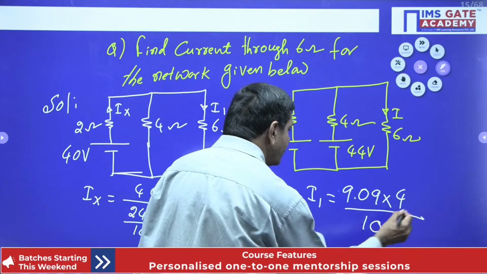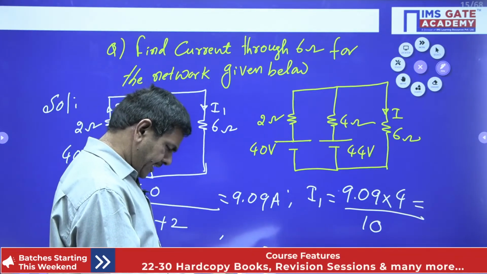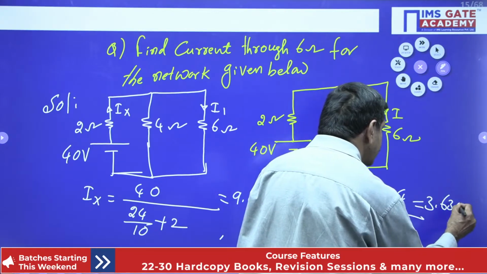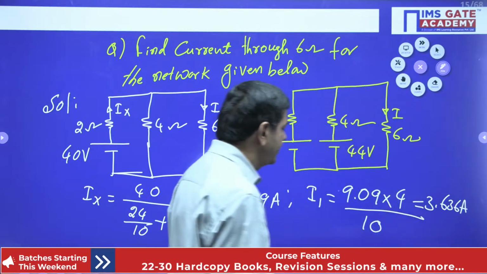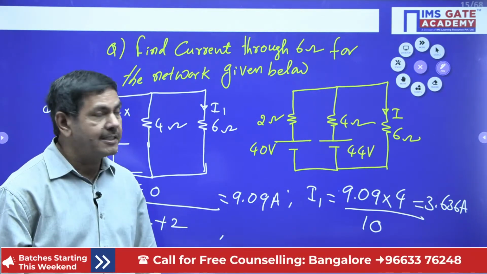So if you use a calculator, it comes as 3.636. 3.636 amperes of current is possible. This is I1, 3.636 amperes of current is possible.